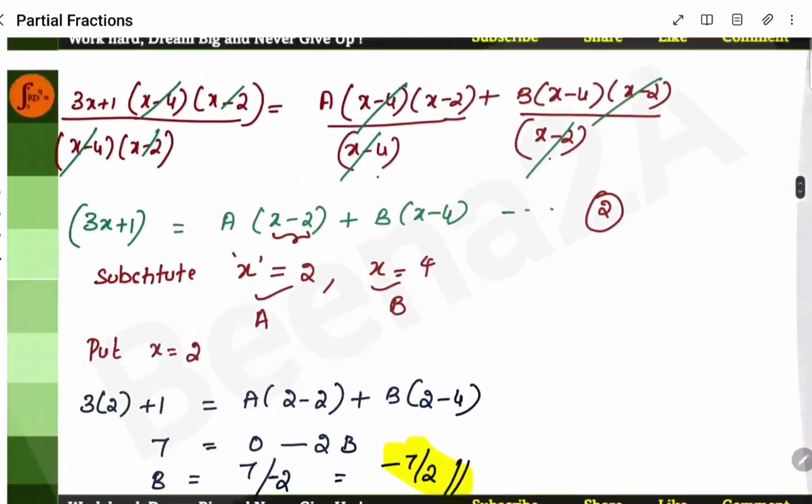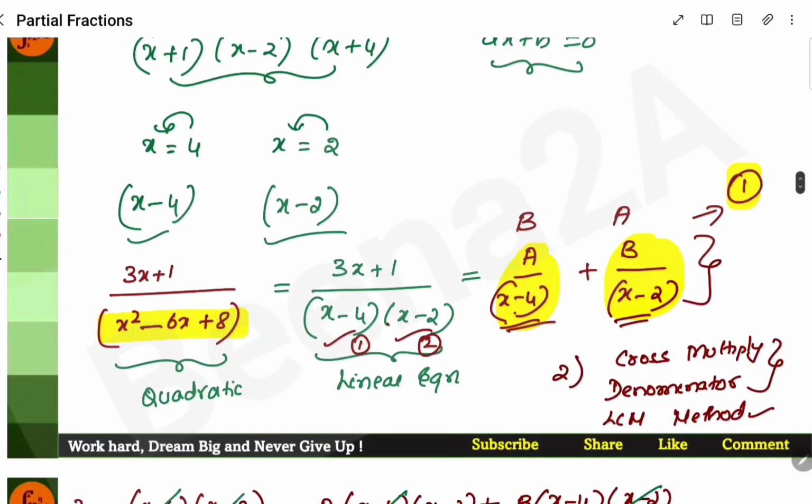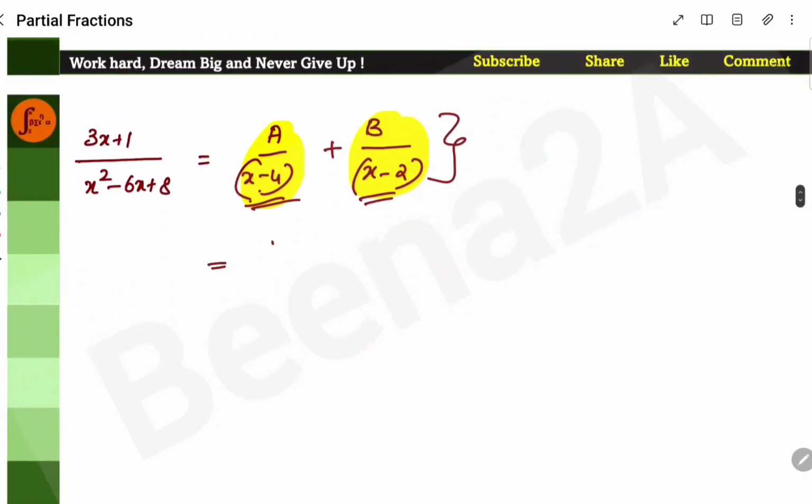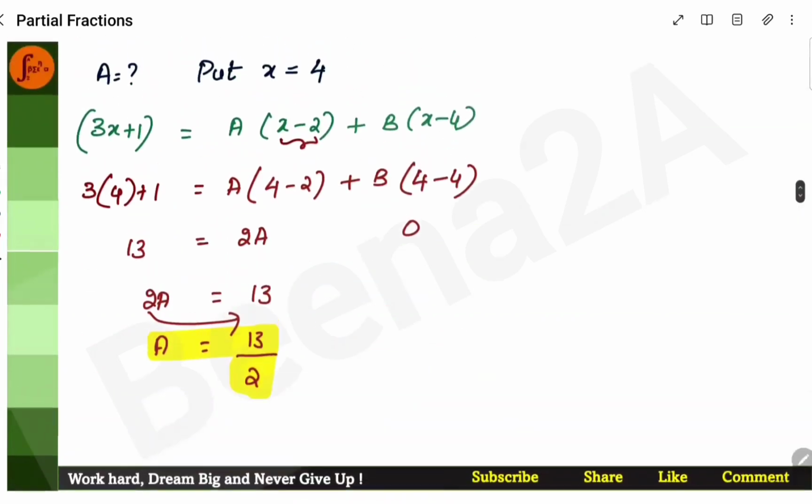Now we go to the final step. We take this equation, right? We take this equation. What do we have for a? 13 by 2. 13 by 2 into x minus 4. And what do we have for b?